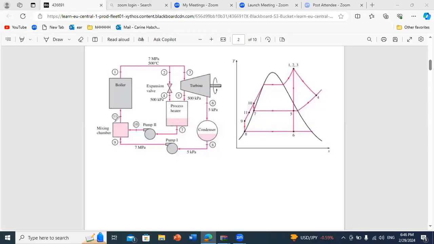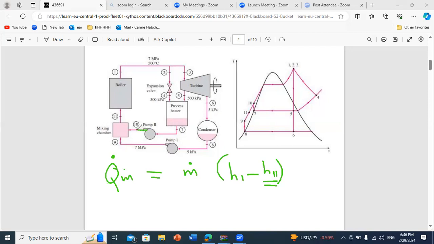So we were discussing just how to get now Q dot boiler in this case. So Q dot N is equal to M dot times H1 minus H11. And we just need to get now what is H11. Okay, so if we go back to our graph, what is happening?